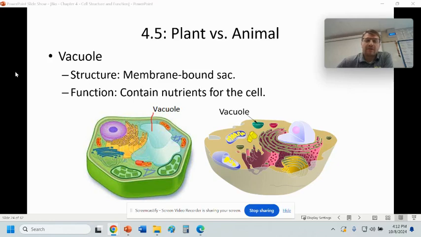Next, we're going to have vacuoles. These are basically another membrane-bound organelle, and they are just going to be the storage containers of a cell. So they just store nutrients or store water, and so they can store a bunch of different things, but these are basically just storage centers for the cell.